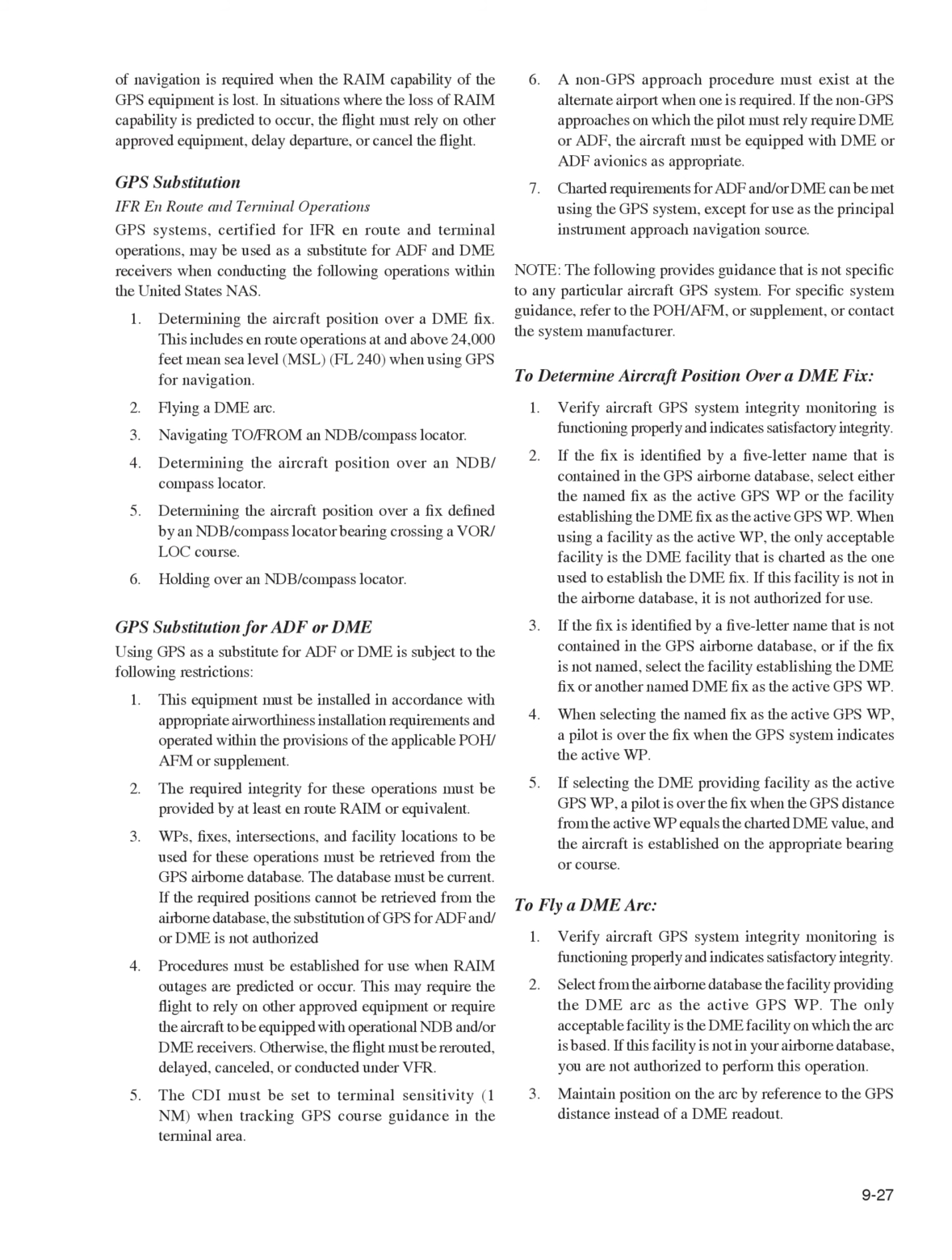To fly a DME arc. 1. Verify aircraft GPS system integrity monitoring is functioning properly and indicates satisfactory integrity. 2. Select from the airborne database the facility providing the DME arc as the active GPS WP. The only acceptable facility is the DME facility on which the arc is based. If this facility is not in your airborne database, you are not authorized to perform this operation. 3. Maintain position on the arc by reference to the GPS distance instead of a DME readout.